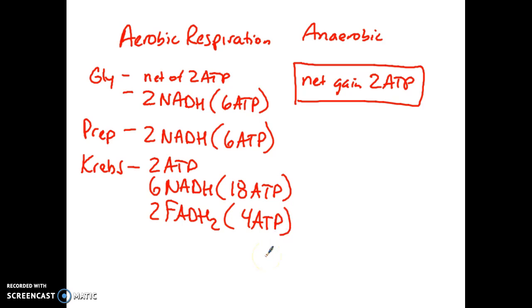So if we add these all up, we have 2 plus 6, so we've got 8, 14, 14 plus 4, that's an easy 18, 18 times 2, so 36. Did I do that right? 36 ATP. Oh, sorry, I forgot to add these 2 ATP. So that does change it. Plus 2, that's 38 ATP. So 38 ATP in aerobic respiration versus only 2 in anaerobic respiration.